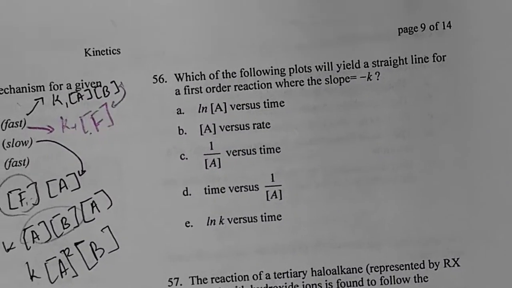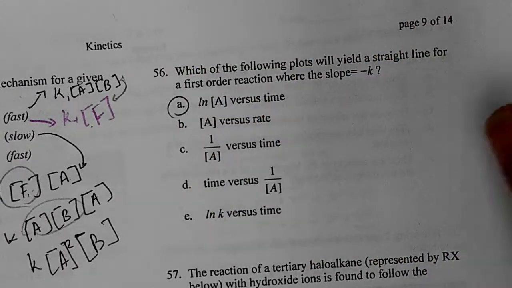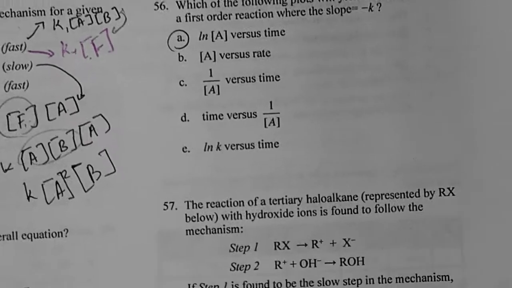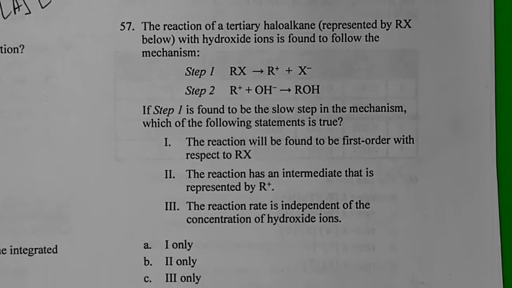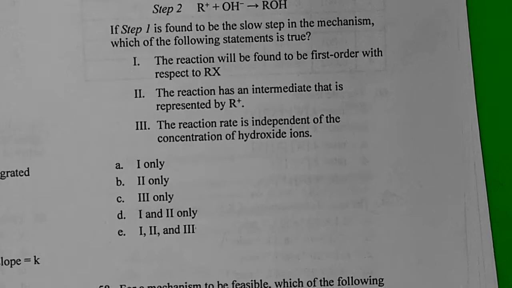56. A. Again, first order is ln, slope is negative k. Okay, that's from that table that I should have shown you guys earlier. That one sheet where all the zero, first, and second order are on there. Use that one. Okay, 57. Wait, 56. You got E? Yeah?